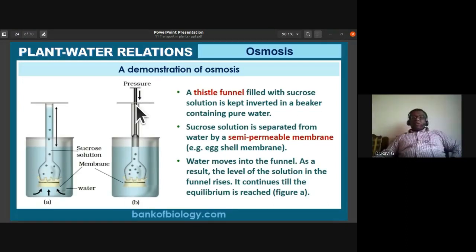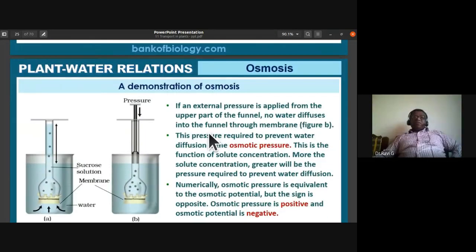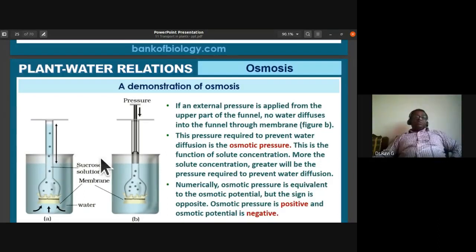Now, in the second experiment, B, in the Thistle funnel they have applied pressure. This pressure that we have applied prevents osmosis from taking place. If an external pressure is applied from the upper part of the funnel, no water diffuses into the funnel through the membrane. So this pressure required to prevent water diffusion is called osmotic pressure. The amount of pressure that should be applied to prevent osmosis or diffusion of water to take place, we call it osmotic pressure.